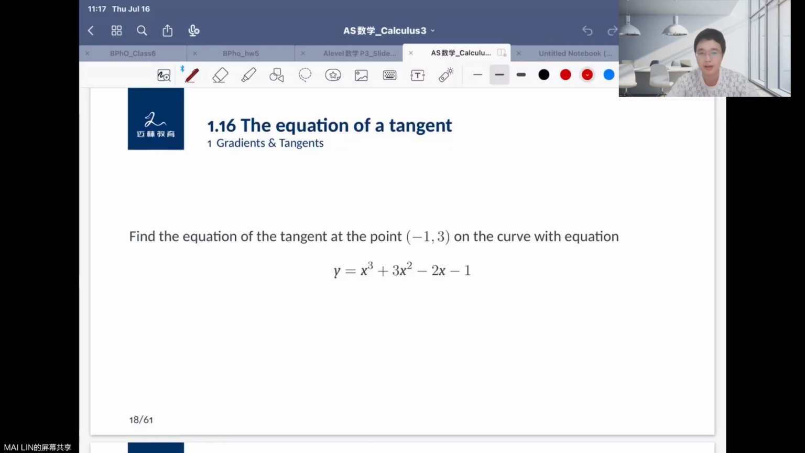Hello guys, today we are learning about the next part of the equation of a tangent. Okay, so let's move to this part of the problem.